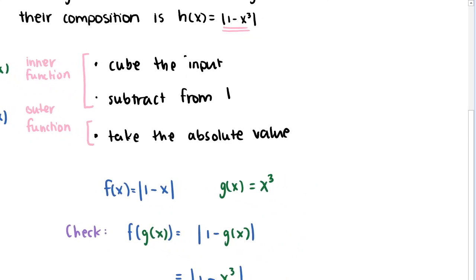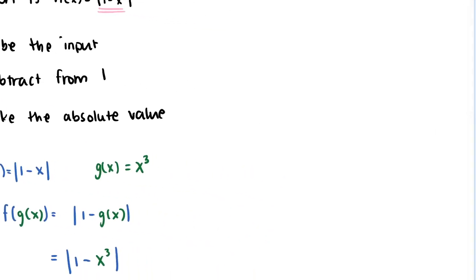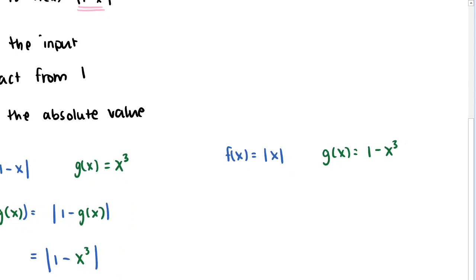So here, maybe I'll write it differently. What if I had written f of x is equal to just this last step? My outer function is just the absolute value of x. Well, I could have also made my inner function g of x equal to 1 minus x cubed. This inner function says cube my input and then subtract it away from 1, the first two steps in our sequence, and then this outer function is just the last step, to take the absolute value of our result.